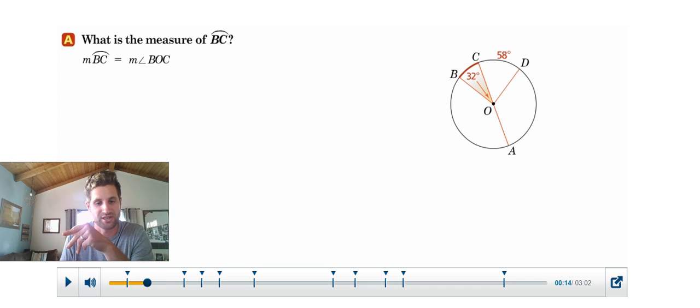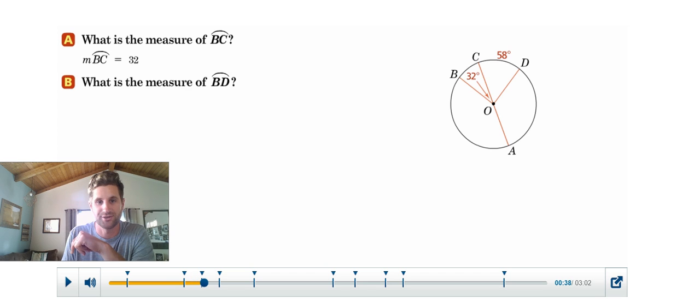So to find the measure of BC, we take the central angle BOC and we just translate it straight to our arc. So the arc measure of BC is 32.